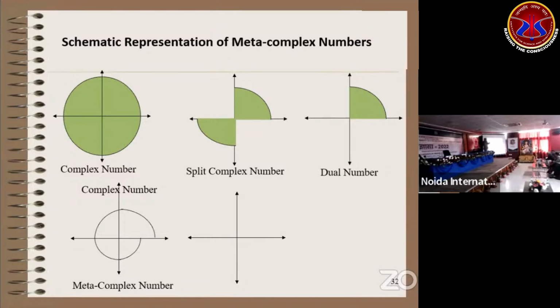So this is a graphical representation of how complex numbers are used. Normally, if you have n number of points, you try to join them with a straight line, or you try a parabola or a polynomial, different fits. But with a complex number, you can get a circle, and a split complex number gives something different, and particularly with the meta-complex number, you get a spiral graph.